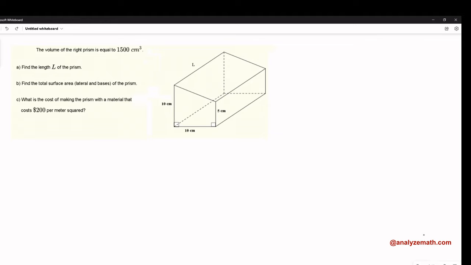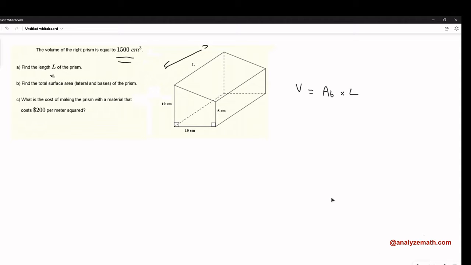This video is about the right prism, where we are given the volume, and in part A we are asked to find L. L is the length of the right prism. Now we need a formula that involves L. Both the volume and the lateral surface area involve L. However, we know the volume. V, the formula first. V is equal to the area of the base, let's call it AB, multiplied by L.